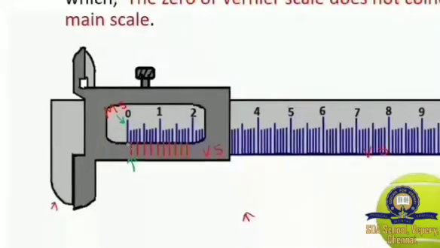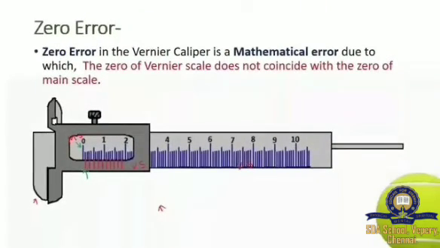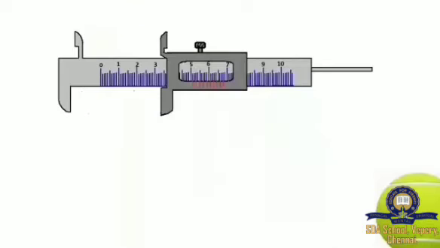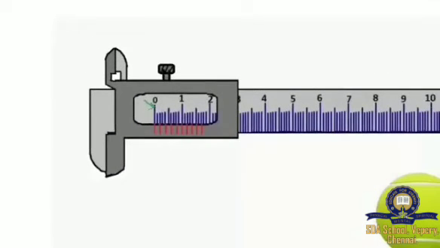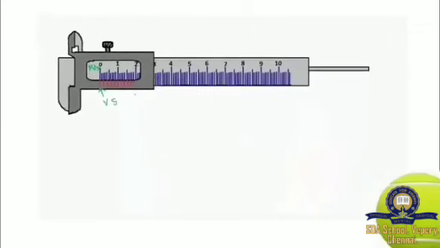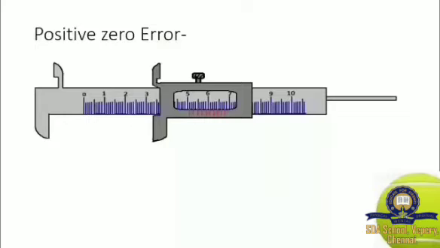So whenever we find a zero error in a vernier caliper, we need to calculate it so that we can correct the final result. There are three cases of zero error. Here is the first case. When you bring these two jaws together, now you can see the zero of the main scale is coinciding with the zero of the vernier scale. They are exactly in a straight line, so this vernier caliper is free from zero error. Or you can say there is no zero error in this vernier caliper.